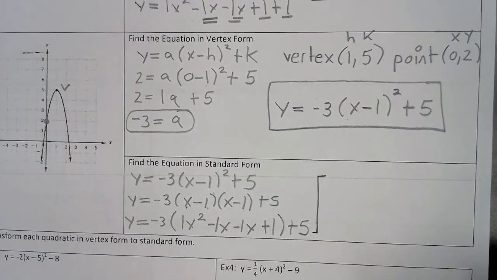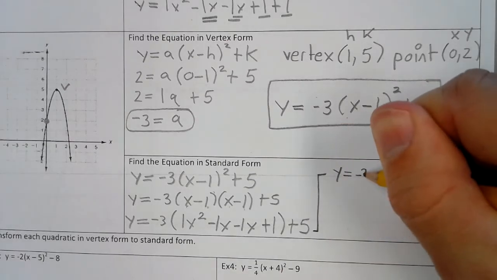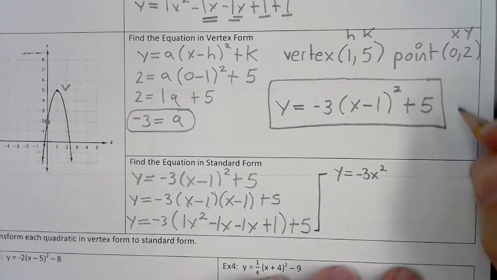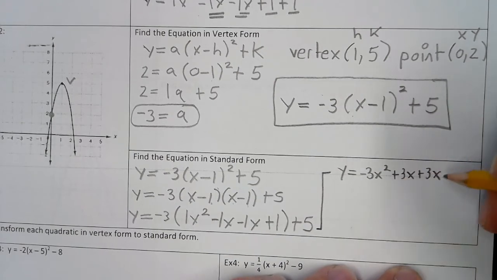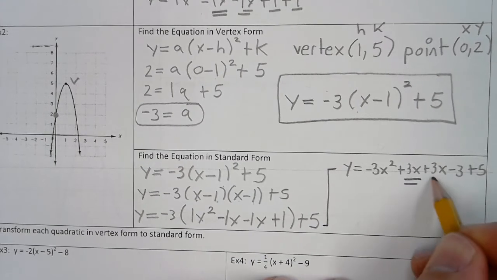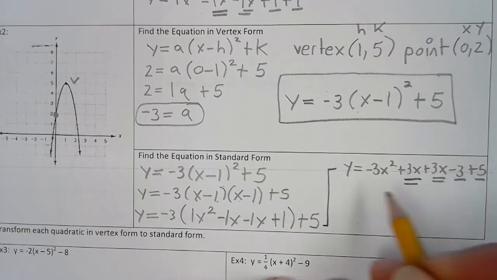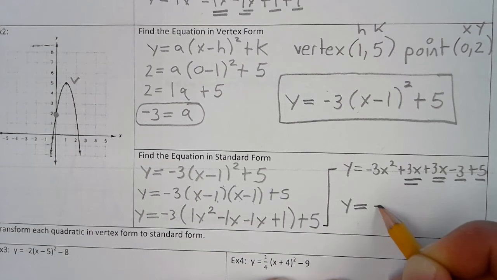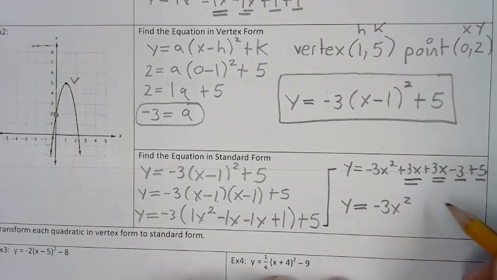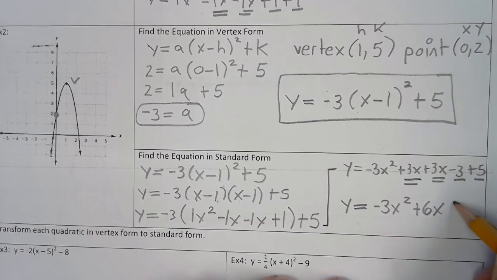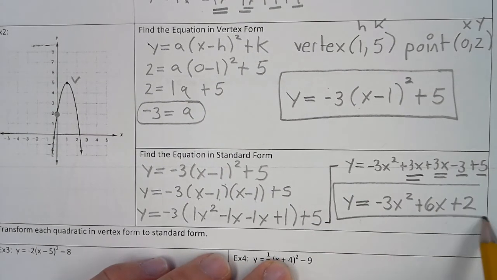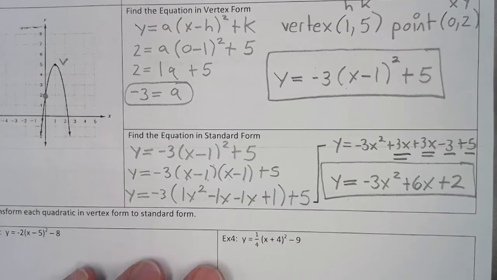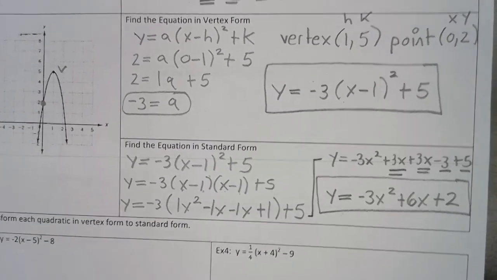So now we're going to distribute the negative 3. So y equals negative 3x squared plus 3x plus 3x minus 3 plus 5. We combine the x's, combine the constants. So y equals negative 3x squared plus 6x plus 2. All right, so if you would finish up example 2.